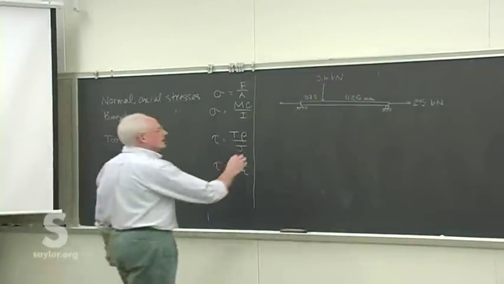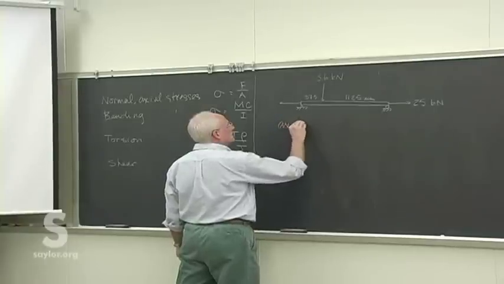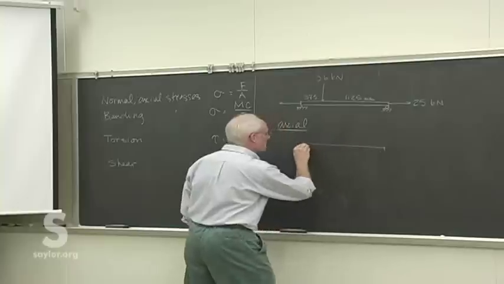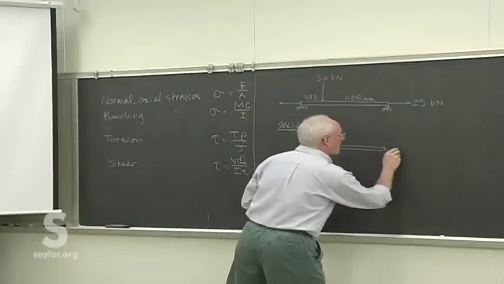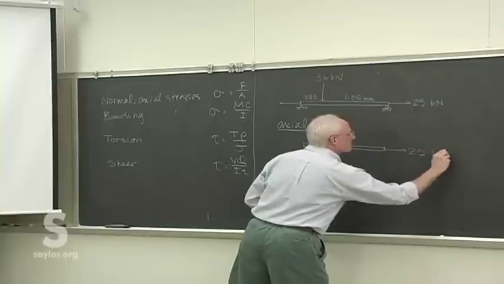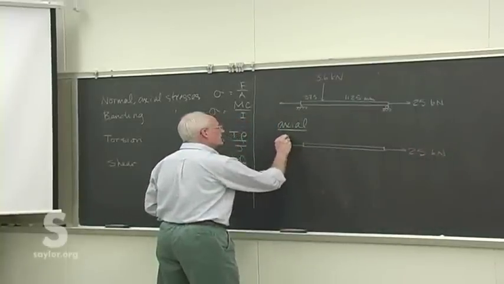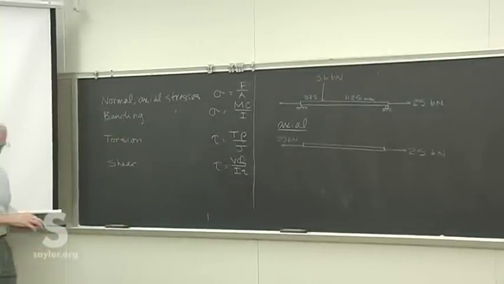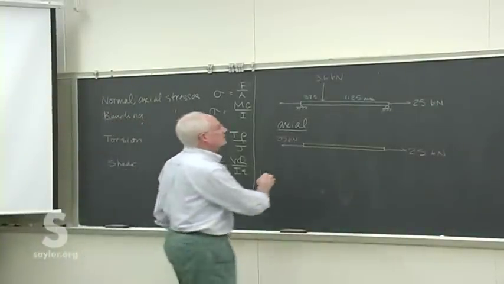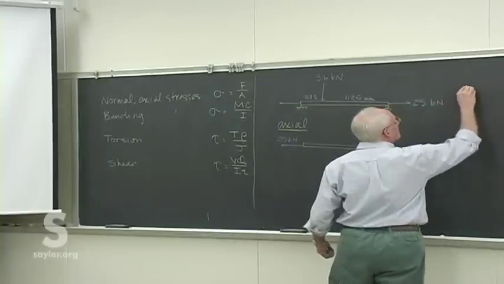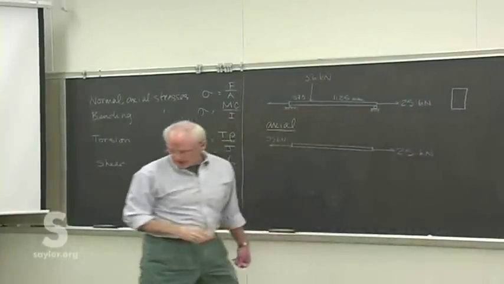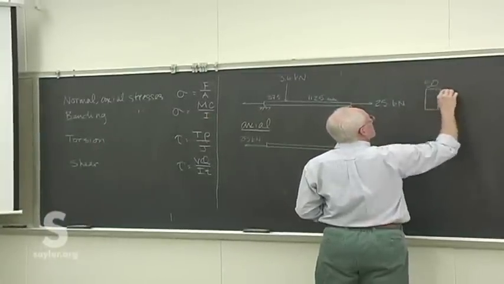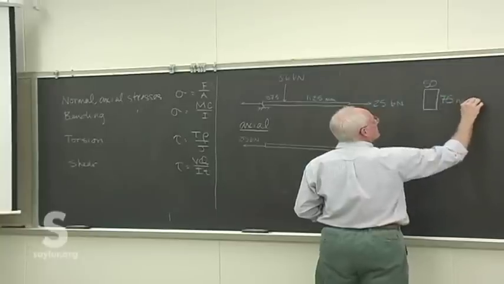What we get here is the axial loading that we started with, which is just simply this 25 kilonewtons, and this one happens to be in tension. This is the stuff we were doing the first week. I'll give you a cross-sectional shape and area of the beam of 50 by 75 millimeters. So simple rectangular shape.